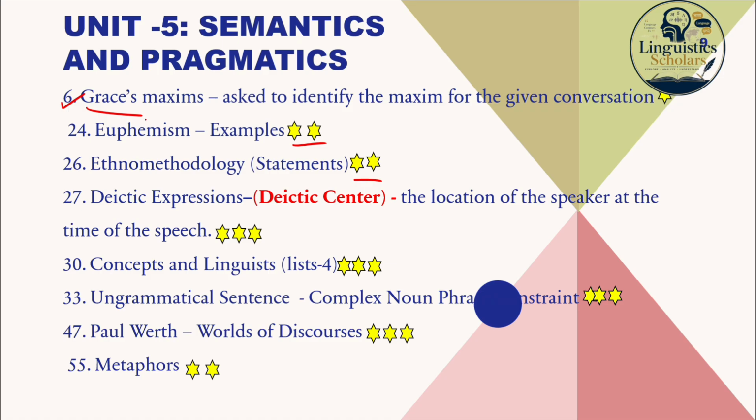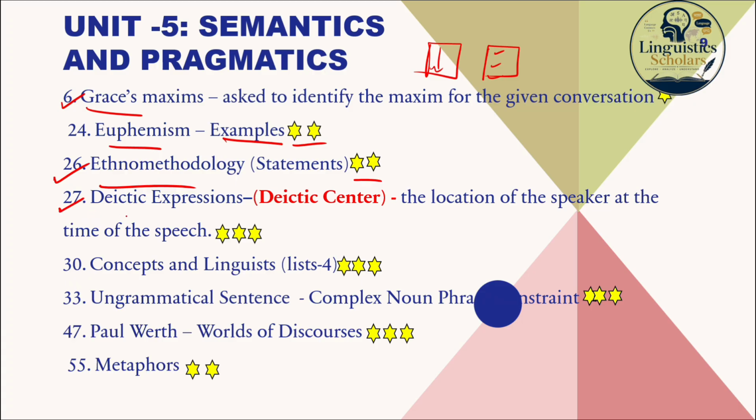The first question is from the Grice's maxims, which is very easy. They have given some statements, and then 2 statements, and we have to say which maxim has been applied, and euphemism, with examples, so that we need to identify the correct example of euphemism. And they have given a statement about ethnomethodology. They have given an explanation, and we have to identify the term the explanation means. That is nothing but ethnomethodology.